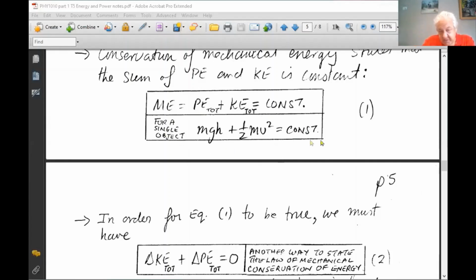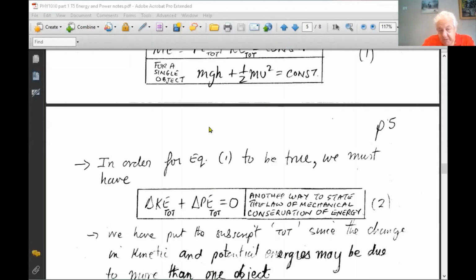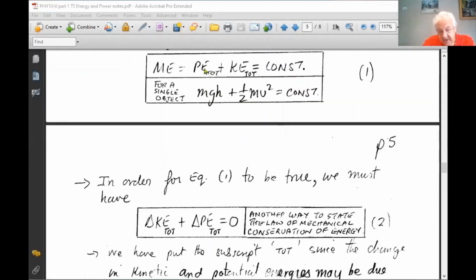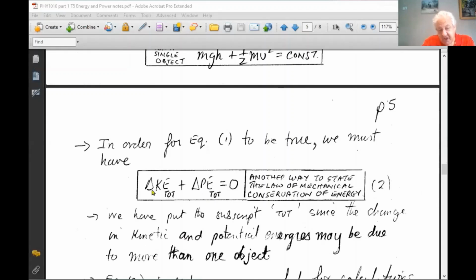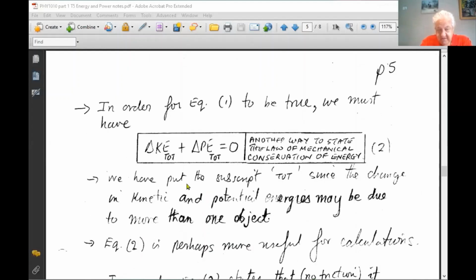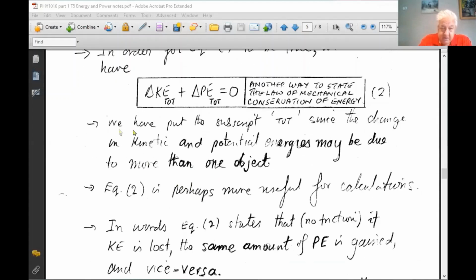Now for this relationship to be true, we must have that the change in potential energy must equal the change in kinetic energy. So if the total kinetic energy goes up, the potential energy must go down. Similarly, if the potential energy increases, the kinetic energy must decrease. We have put the subscript total since the change in kinetic and potential energies may be due to more than one object, as we have said.